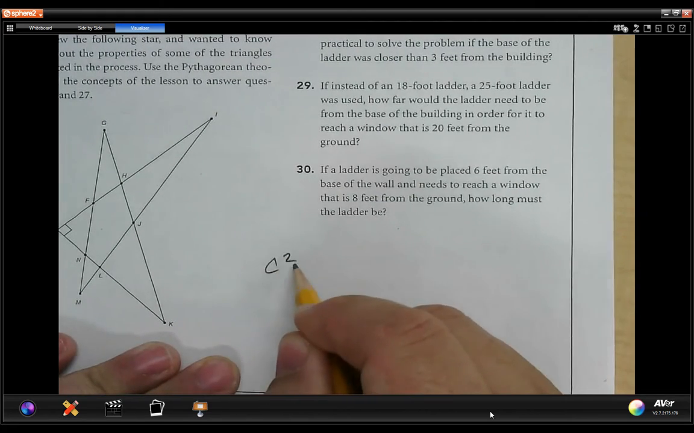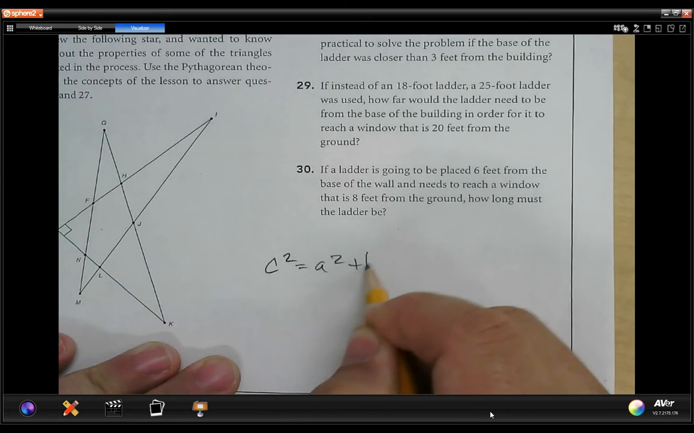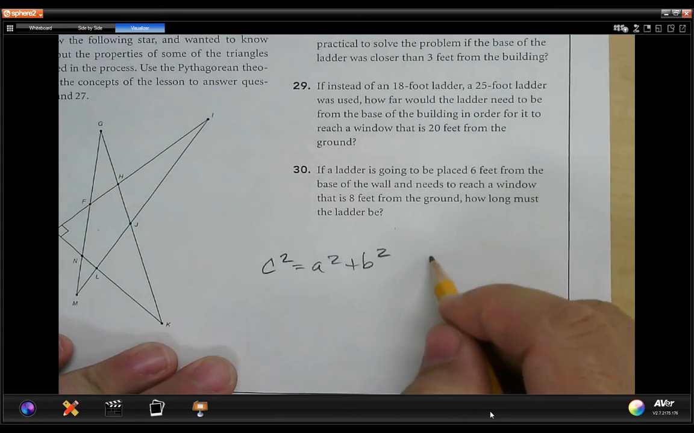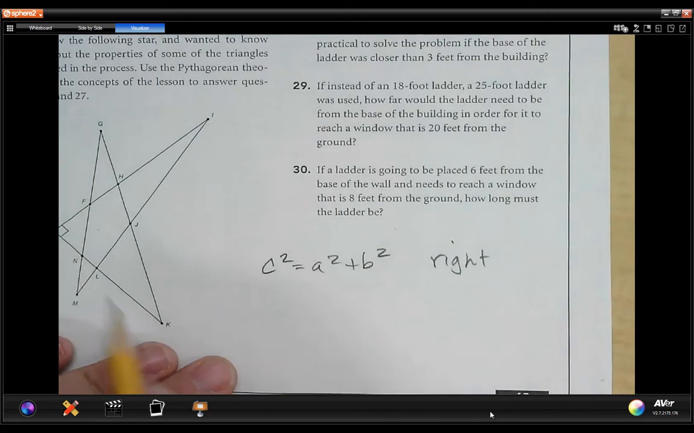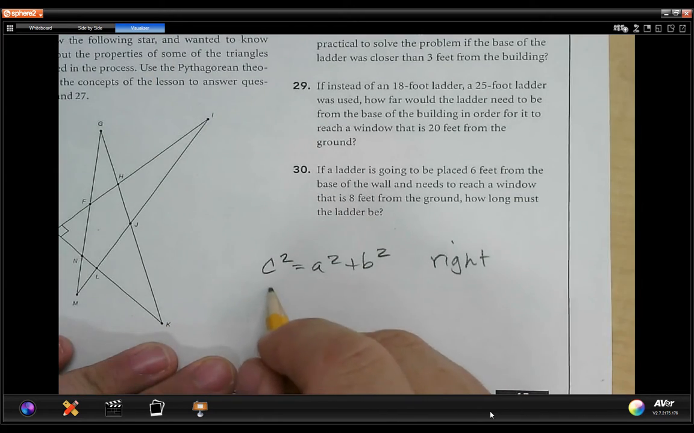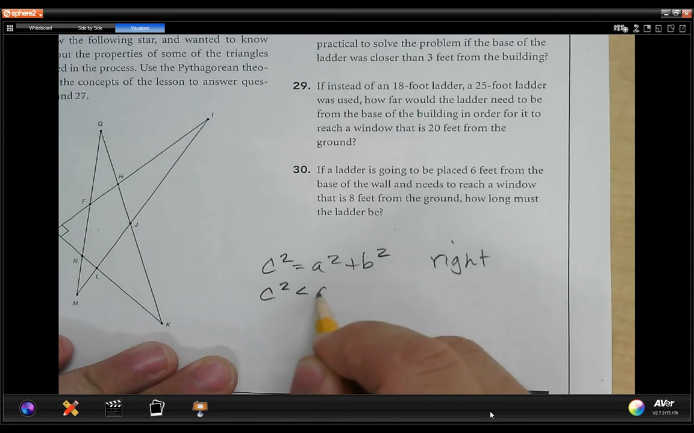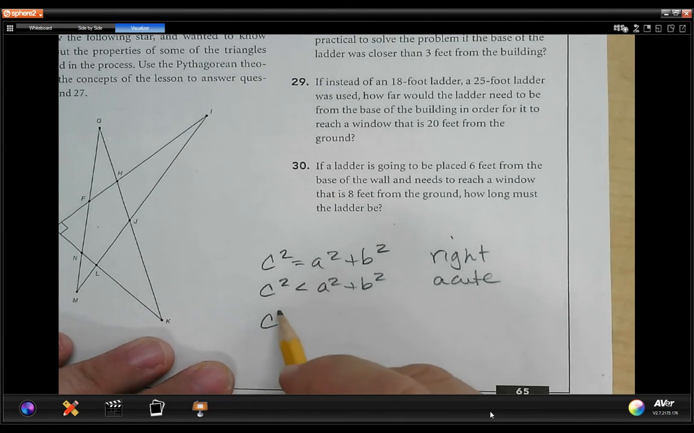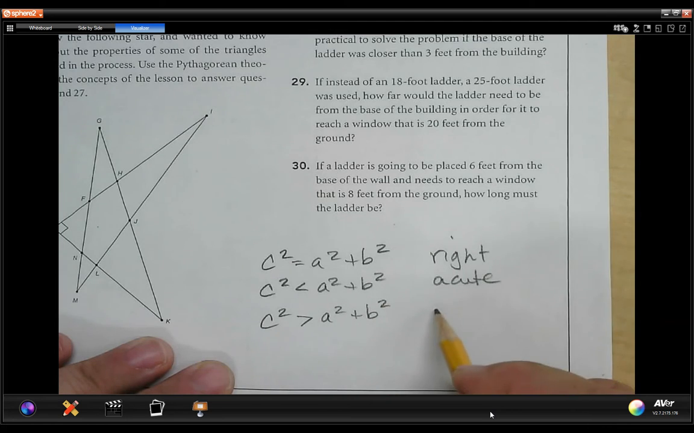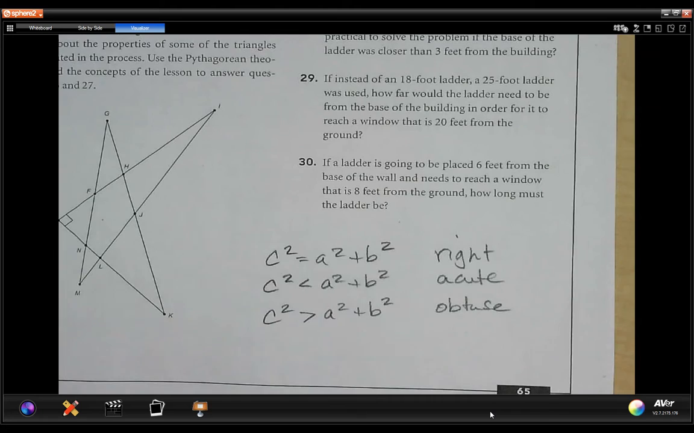So if c squared is equal to a squared plus b squared, then we know already that it is a right triangle, okay? If we do this math like we did up here a few minutes ago, and c squared is less than a squared plus b squared, then we know it's an acute triangle. And if c squared is greater than a squared plus b squared, then we know it is an obtuse triangle, okay? So that's really the key that you need to have.